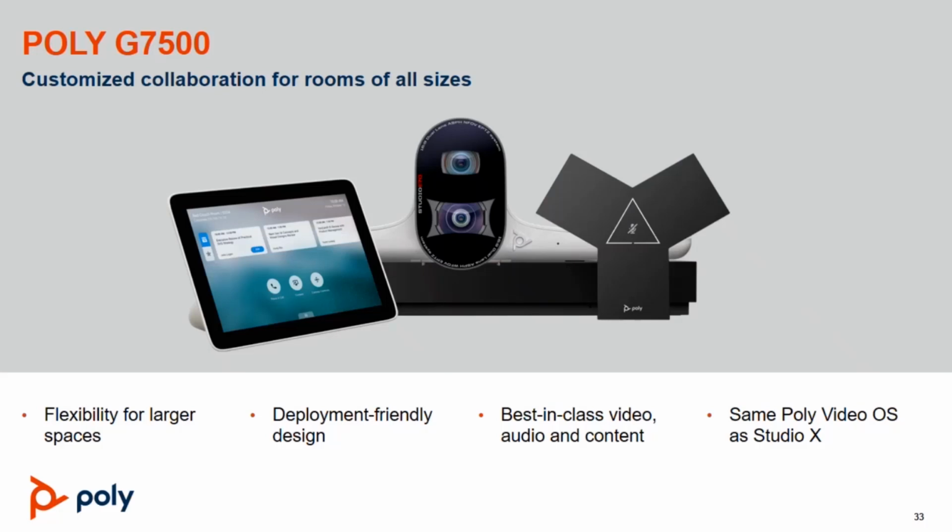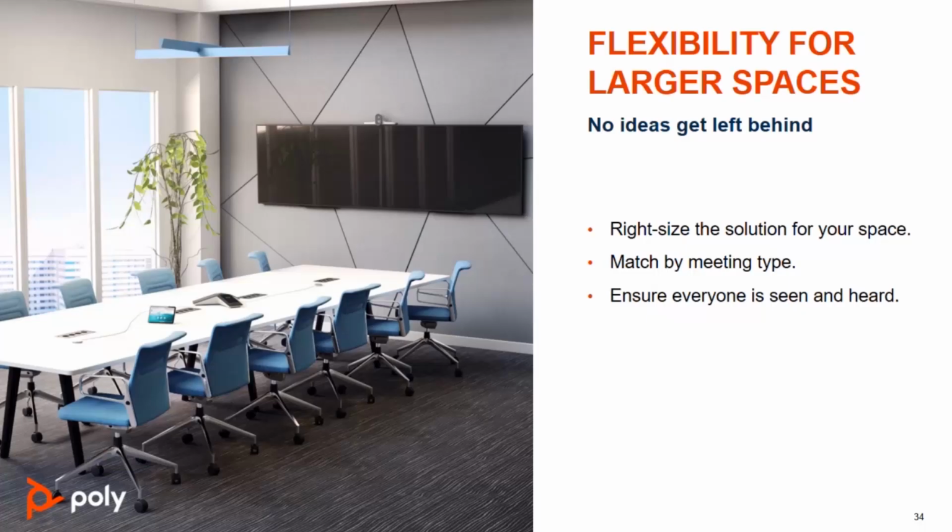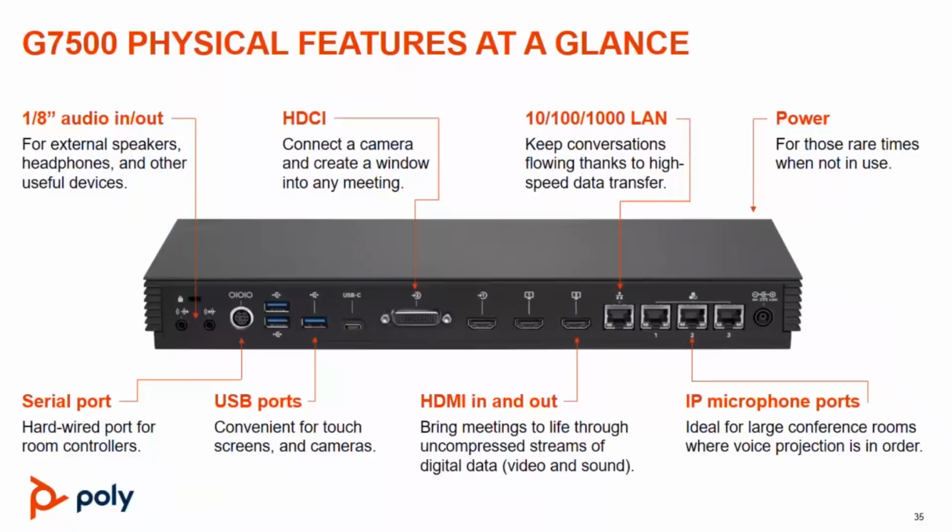G7500, we mostly use for larger rooms, more than 30 feet room sizes. We can deploy E70 or ceiling microphones or third-party microphones with this model. We can also integrate TC8 or TC10 with it. This has very good flexibility for larger room sizes. So this is the physical feature of G7500.